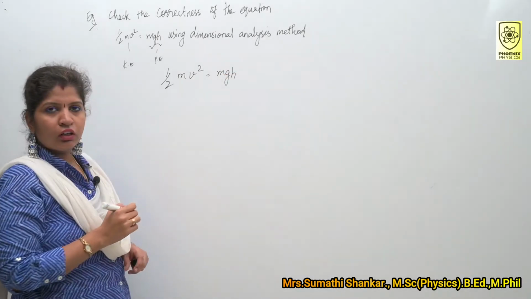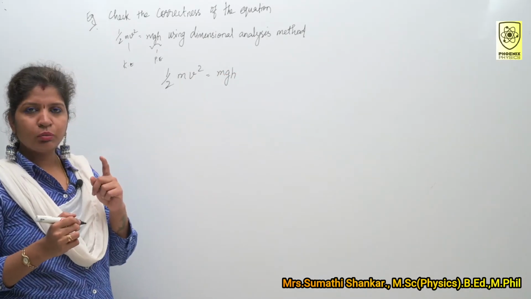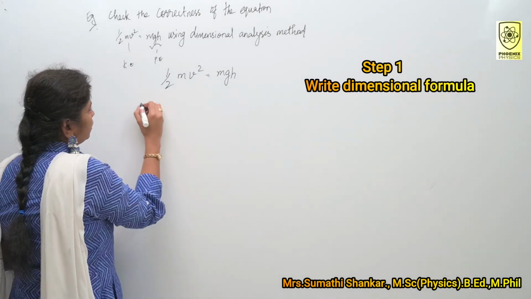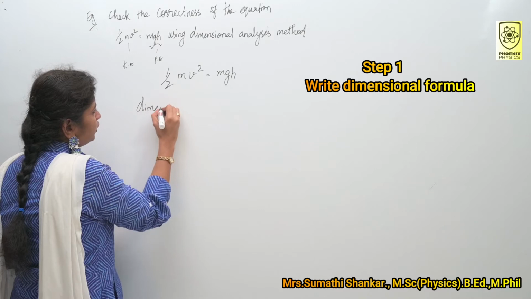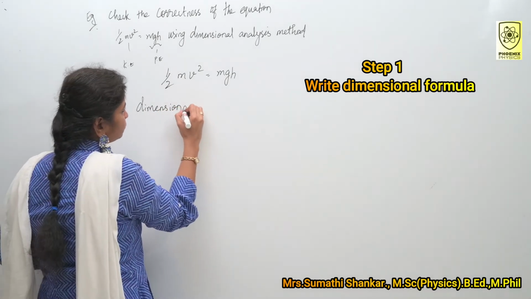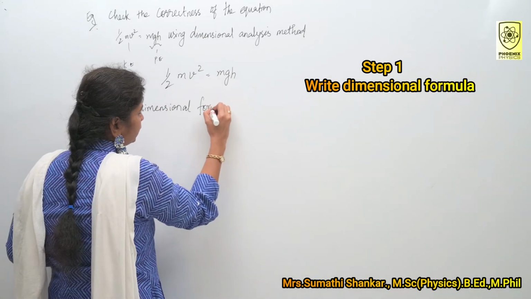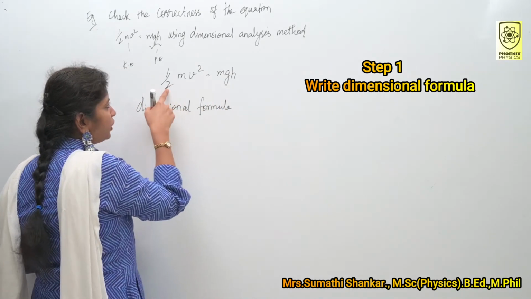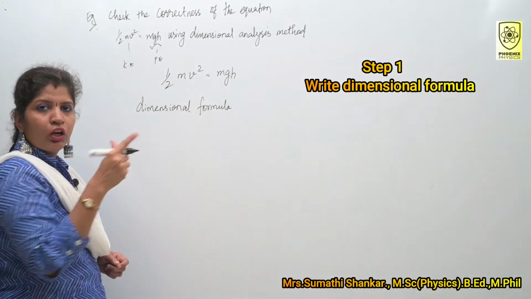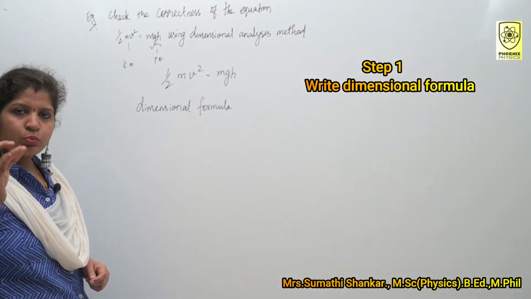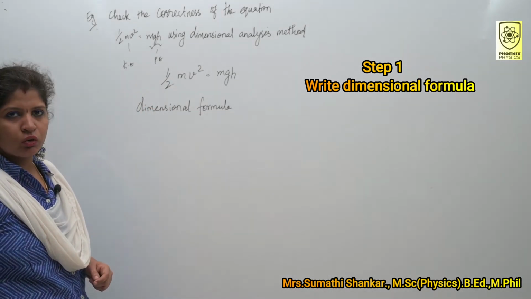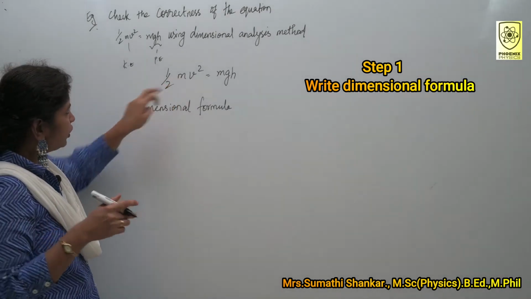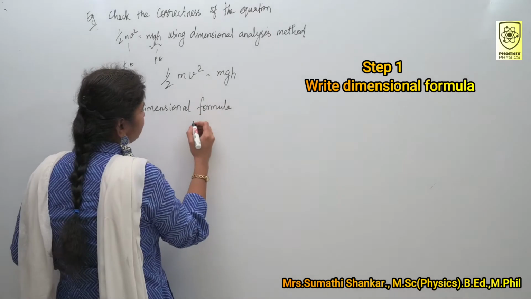So what is given? Half mv square is equal to mgh. This is given. So what is our first step? We should write the dimensional formula. So first step is write the dimensional formula. So the dimensional formula, here half is a number. You know that for a pure number the exponent of the base quantity is 0. So leave this number. You write the dimension for m. What is the dimension for m?